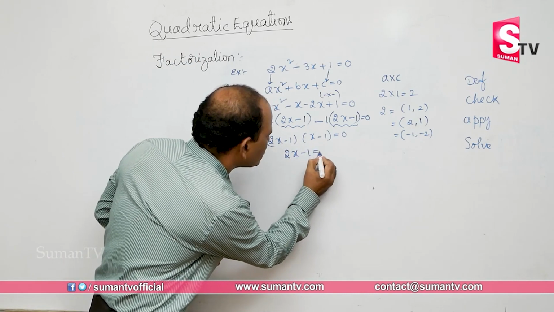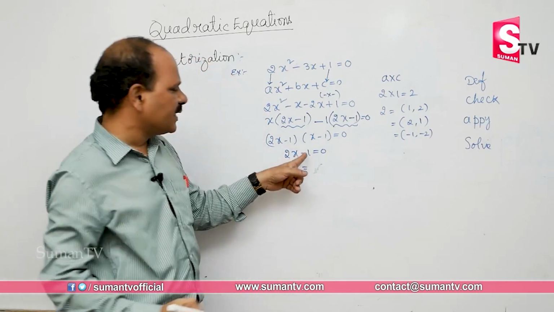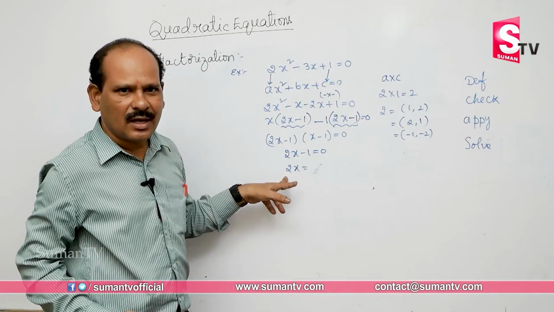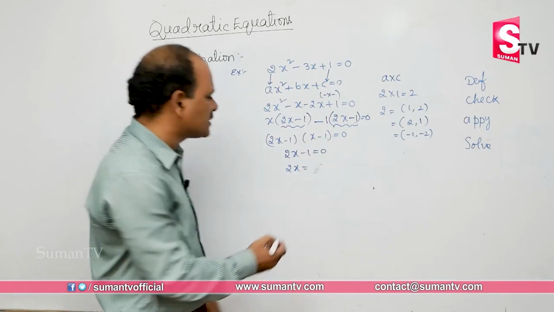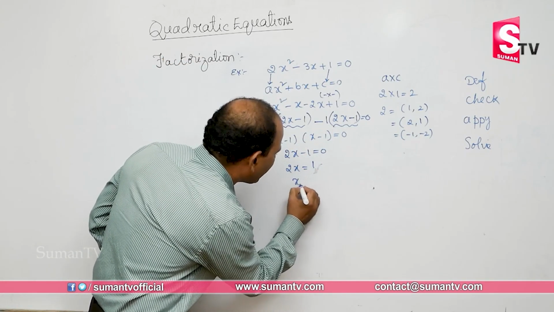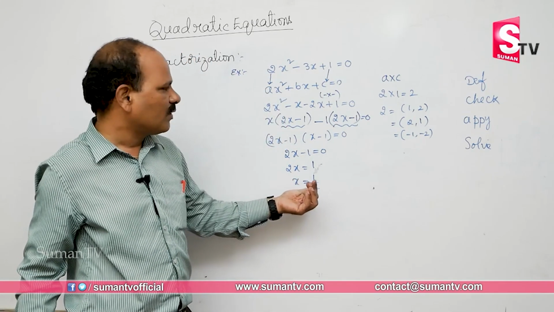2x minus 1 is equal to 0. 2x is equal to, send this minus 1. Why? Because I want only the x term. I want to find out the x value. So, the term minus 1 I am sending to the right side. So, it is equal to 1. x is equal to 1 by 2. Here the value of x I got is 1 by 2.